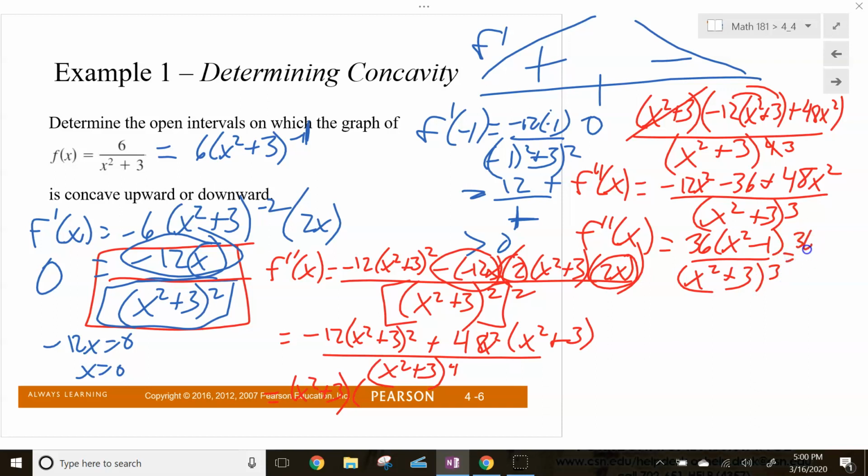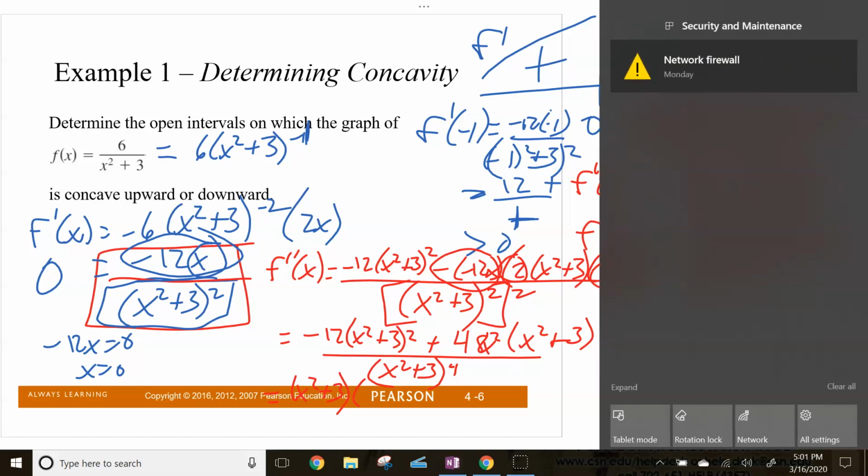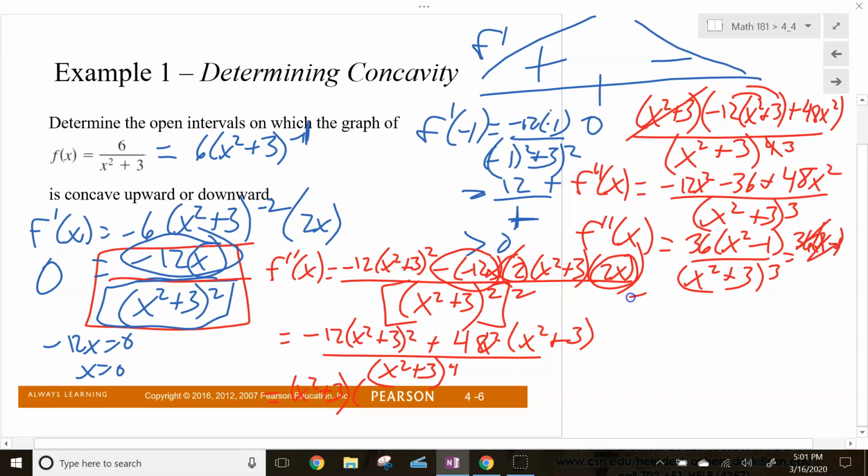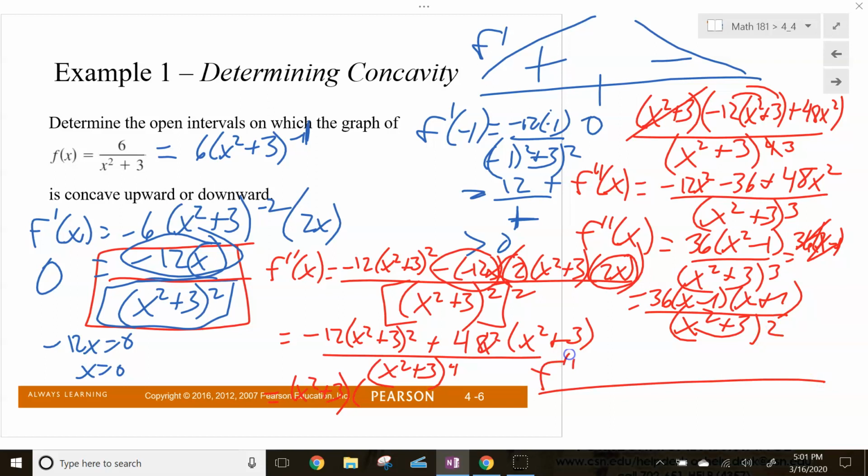And that's 36. I got x minus 1, x plus 1. Okay, so my second derivative, I've got negative 1 and 1. I'm going to plug in, and I'm plugging it in right here. This is x minus 1, x plus 1. So I plug in like a negative 2. I've got a negative here, negative here, negative here. So negative times negative, I got a positive on top. The bottom's always positive. So positive over positive, positive.